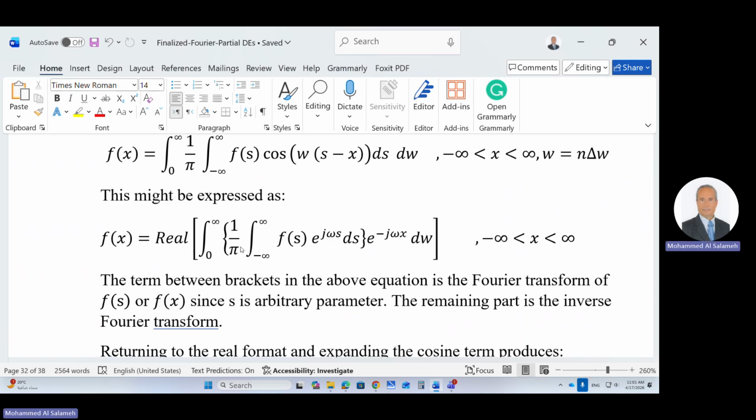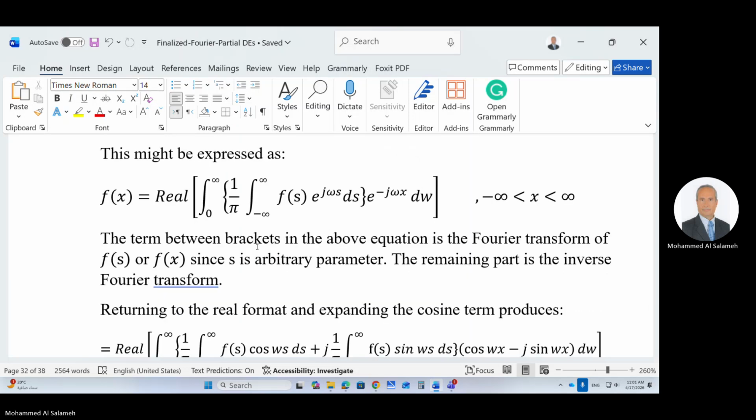And the rest is the inverse integral. So we have here the inverse transform. So this is the Fourier transform, and this is the inverse Fourier transform. We will end up with the same function because we take the Fourier transform and then the inverse Fourier transform. As you can see, the remaining part is the inverse Fourier transform.